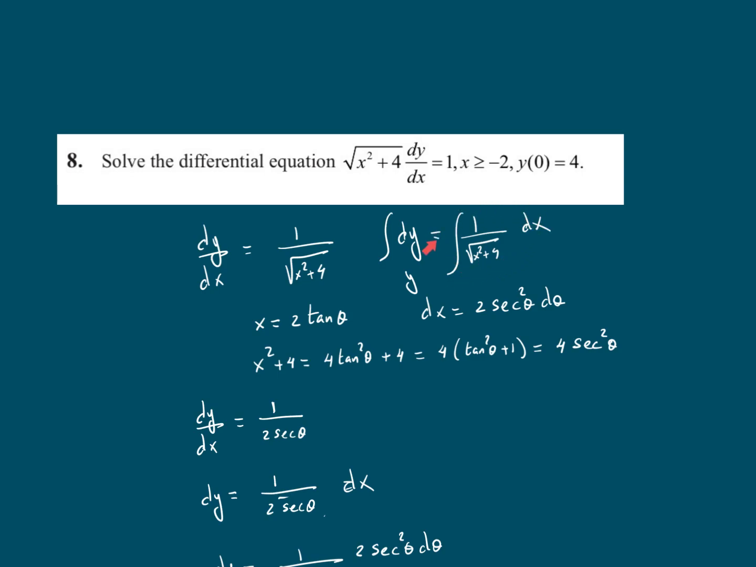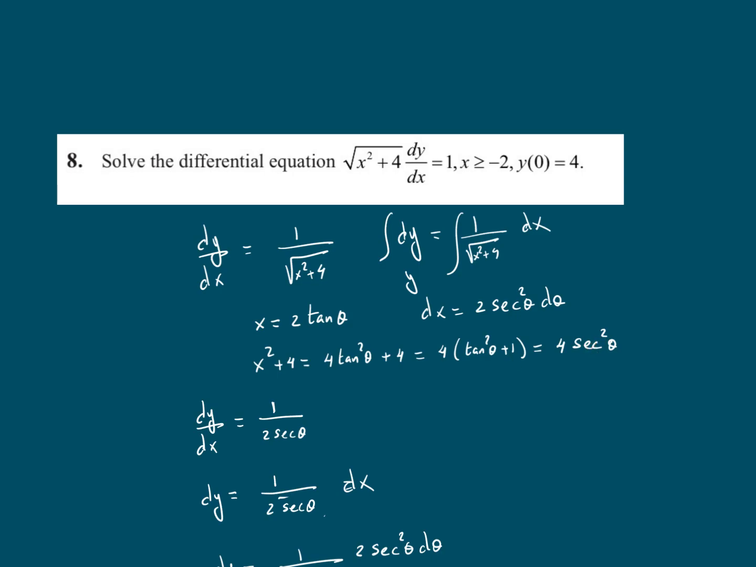What is this integral? To do this integral, because it appears x squared plus 4, we will use a tangent of theta, 2 tangent of theta. So the change of variable that we will use is x equals 2 tangent of theta. Who is dx? dx is 2 secant squared of theta d theta. Who is x squared plus 4? It is 4 times tangent squared of theta plus 4, or 4 times tangent squared of theta plus 1, or 4 times secant squared of theta, because tangent squared of theta plus 1 is secant squared of theta.